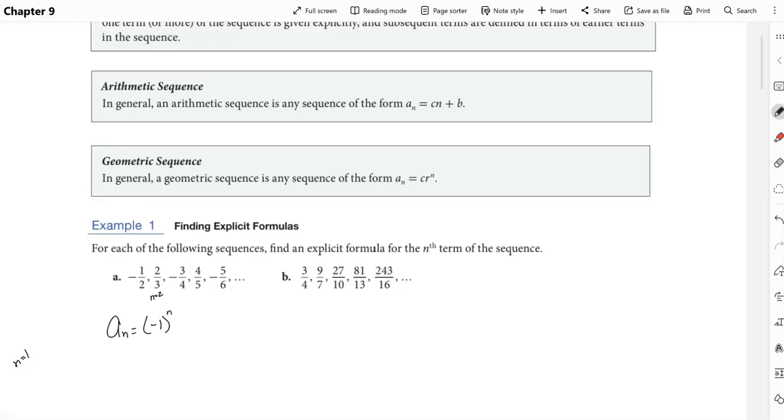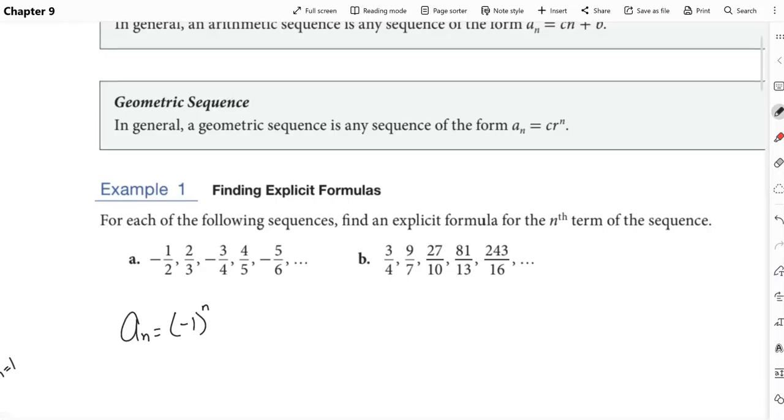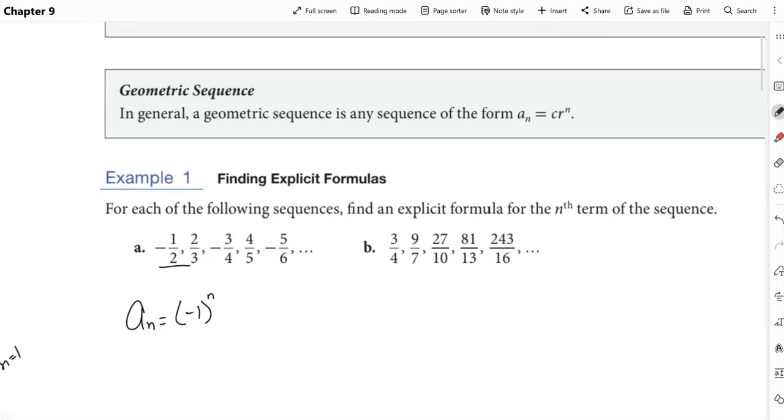And now we want to figure out how we can write all of these terms in terms of that n. So I'm going to label these. That negative 1/2 is happening when n equals 1. That 2/3 is happening when n equals 2. That negative 3/4 is when n equals 3. 4/5 is when n equals 4. Negative 5/6 is when n equals 5.